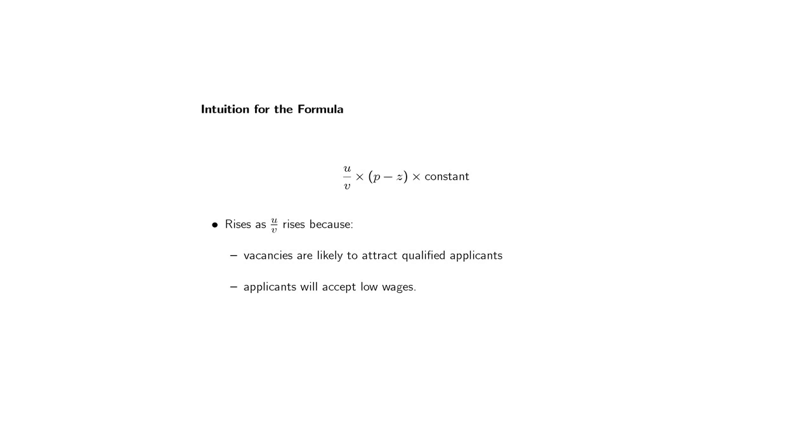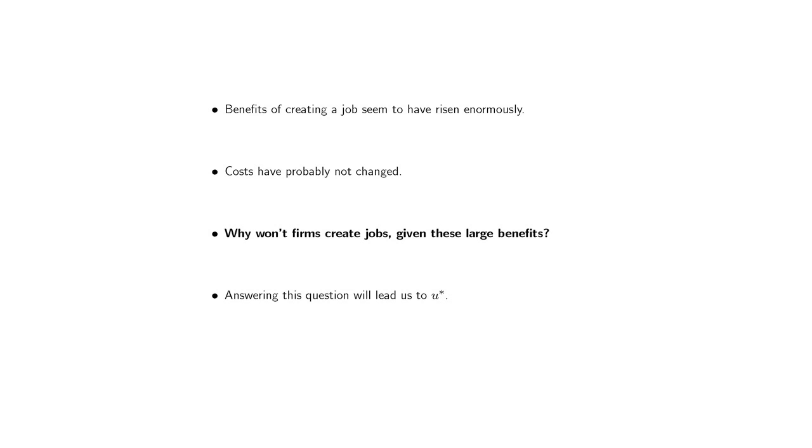So if you go back to our formula, it's U over V times P minus Z. U over V, that unemployment to vacancy ratio, has gone up by 2.5 times in 3 years. The benefits of creating a job seem to have risen enormously, whereas the costs have probably not changed at all. So the question is, why aren't firms creating jobs given these large benefits that appear to be available to them? And it's answering this question that will lead us to U-star, that is the natural rate of unemployment. So now I've got my model, I've got my formula, U over V times P minus Z, and now I'm going to turn to the information that's in the unemployment and vacancies data.